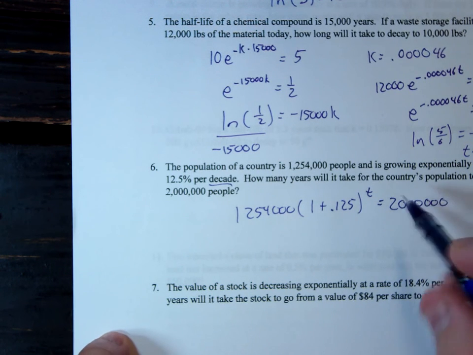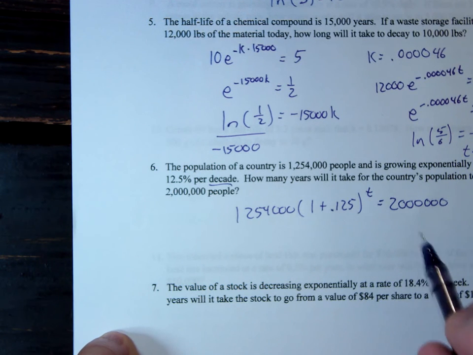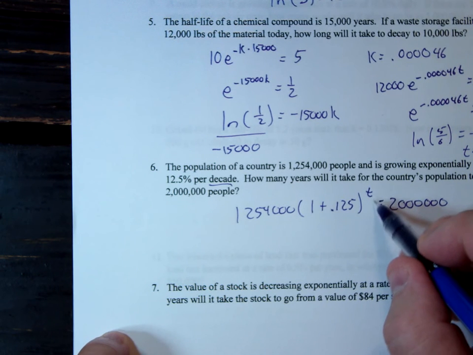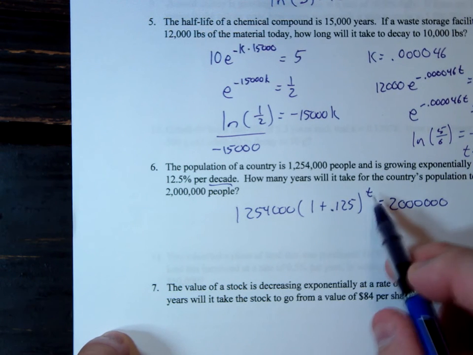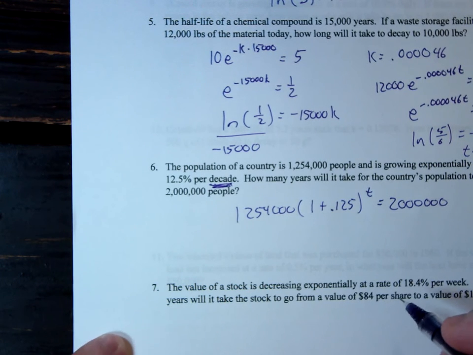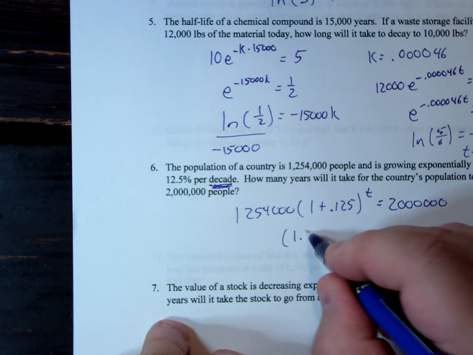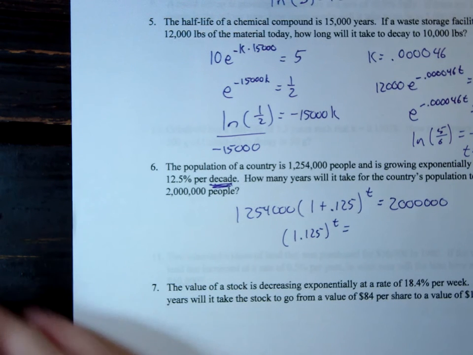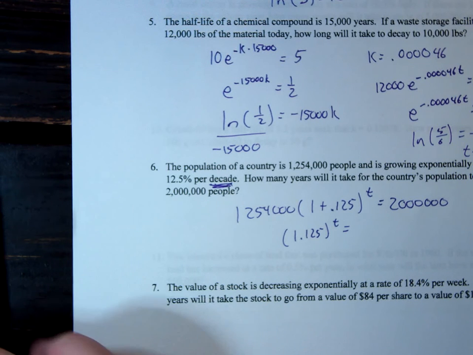So when I get done with t, I'm going to multiply it by 10. What I could do, since it's every decade, if I want that to be years, I could divide the 10 here, and then at the end it would multiply out. But if we just leave that t and make sure we know what our t stands for, I think it'll be easier at the end. So I'm going to divide, so it'll be 1.125 to the t power equals 2 million divided by 1254.